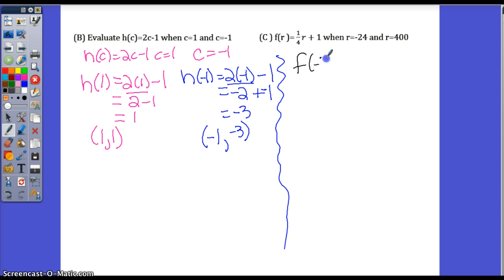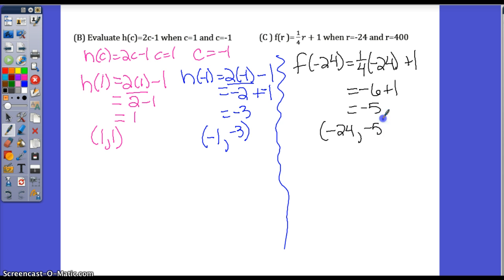f of negative 24. After you substituted in, you had 1/4 times negative 24 in parentheses plus 1. Remember, when you're multiplying by a fourth, it's really dividing by 4. Negative 24 divided by 4 is negative 6 plus 1, which equals negative 5. So your ordered pair is (negative 24, negative 5).